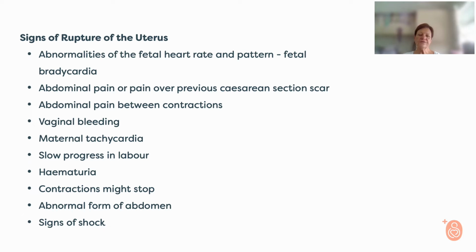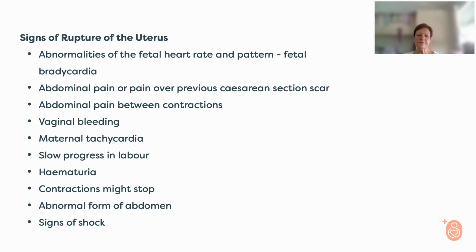Now, the signs of the rupture of the uterus. This is very difficult because it depends to a very large extent on the type of rupture and how big the rupture is. If it's a complete rupture, the signs are usually dramatic. In the case of a previous scar of the uterus, it might be very gradual and it's not that dramatic. So one needs to look out for that.